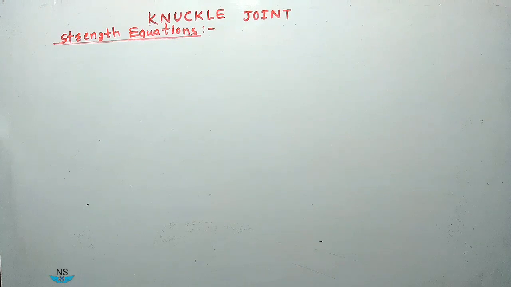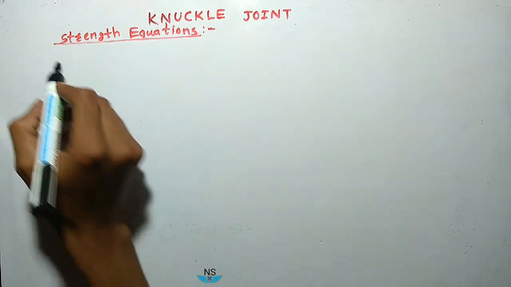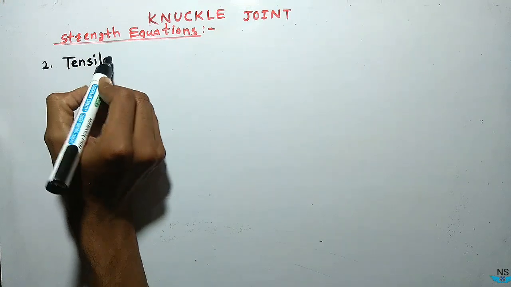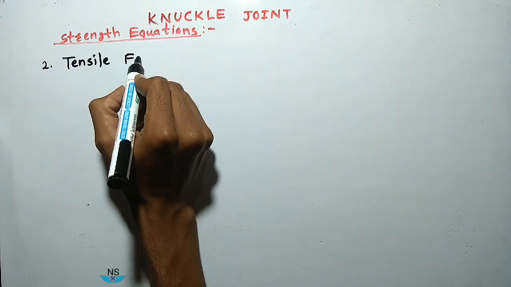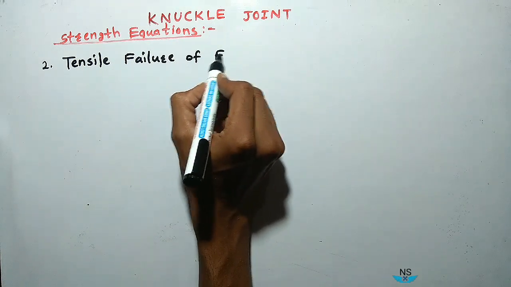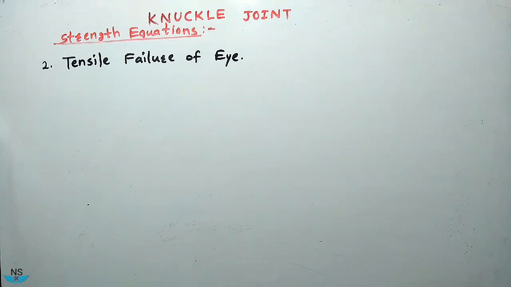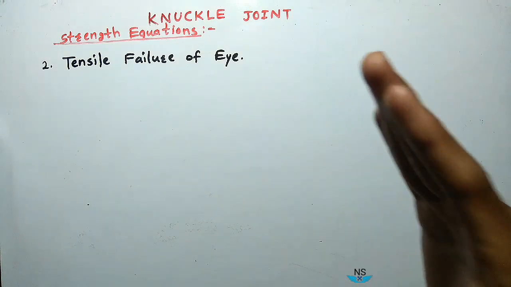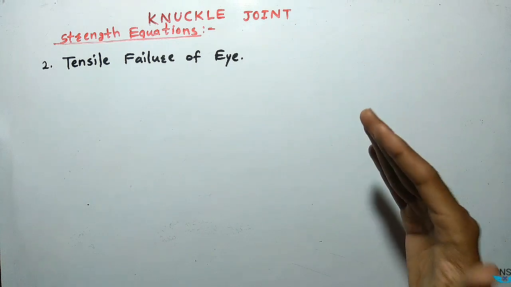Now see the second strength equation, that is second type of failure, tensile failure of I. So where failure takes place, where there is a minimum cross-sectional area. So tensile failure of I will take place at the center of hole.